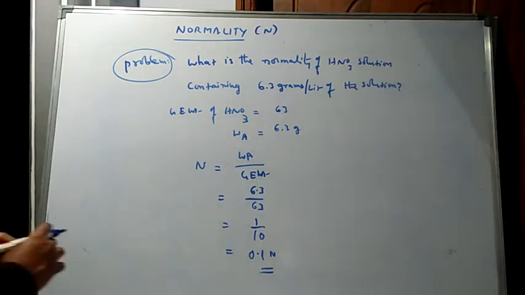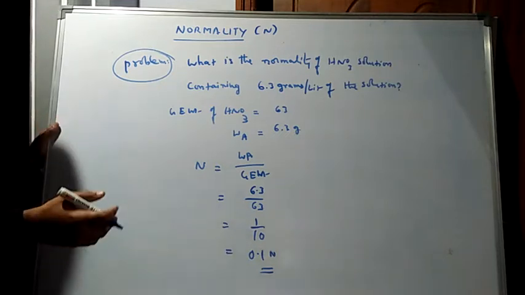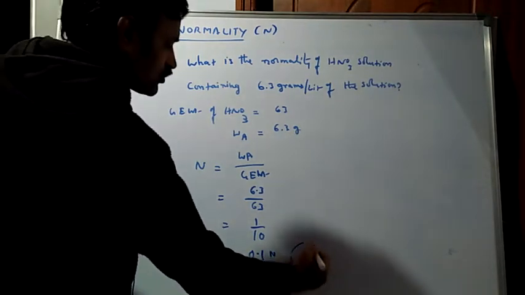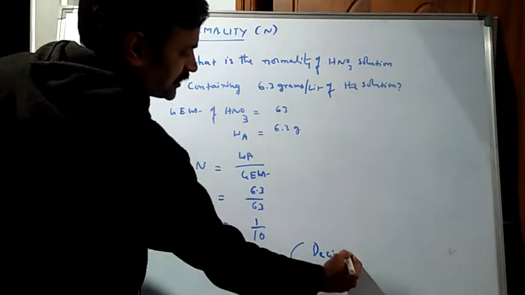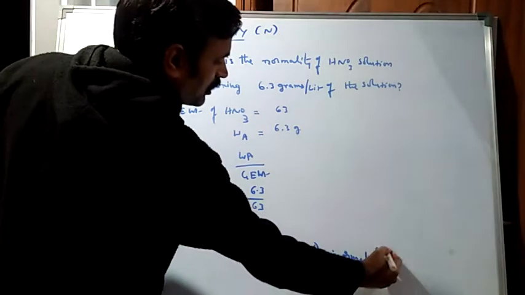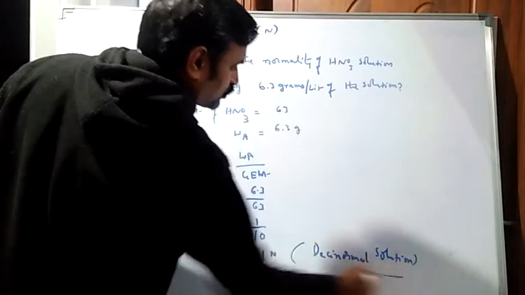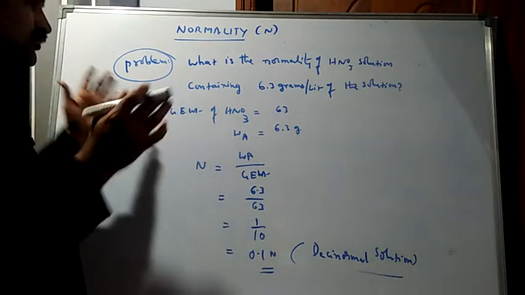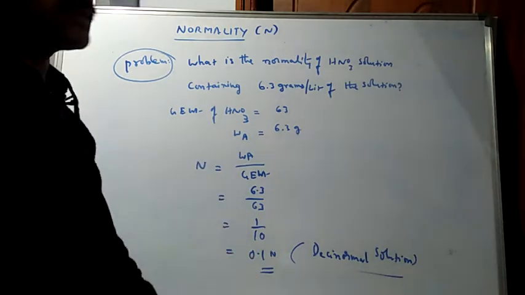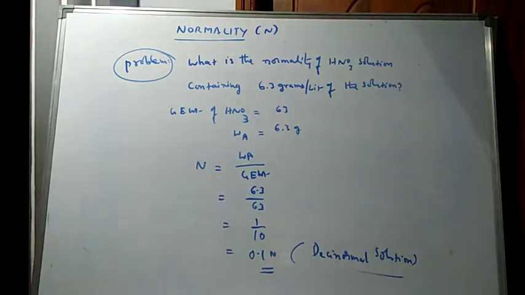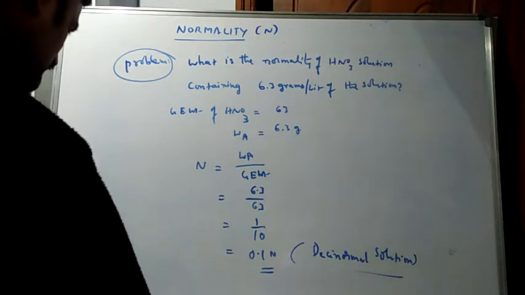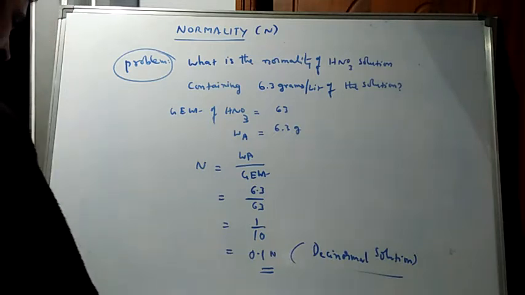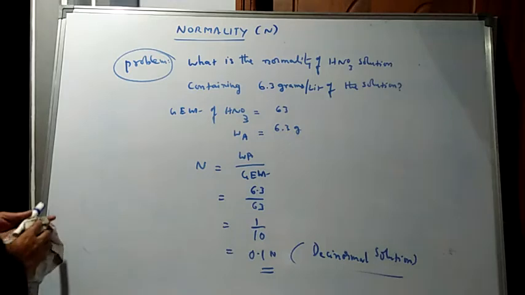That normality 0.1, whenever it comes for any solution given, we can also call it a decinormal solution. Do remember what is decinormal. Sometimes they won't say it directly; the meaning is they have given the normality of the solution indirectly as 0.1. Okay. Let us move to another model example we have.